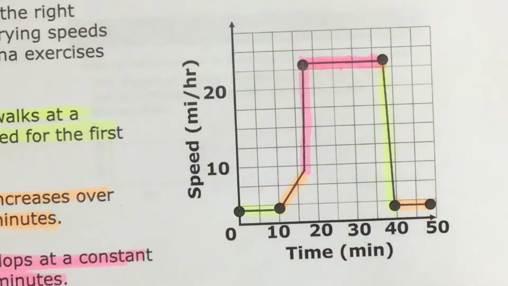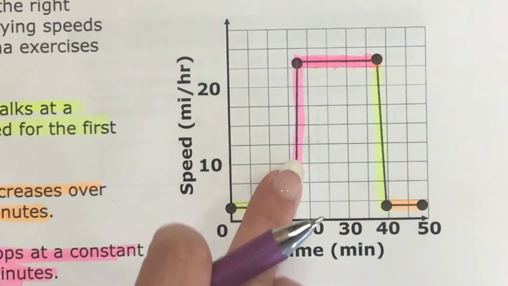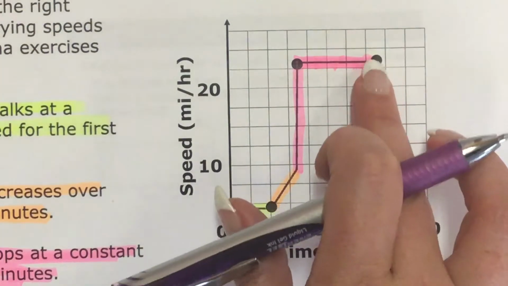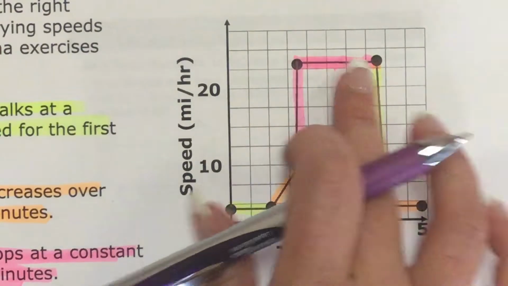Something that would not be constant would be something that wasn't a straight line. But when you have something that's a straight line, this is a consistent increase. This is a consistent decrease. This is just a constant rate there.